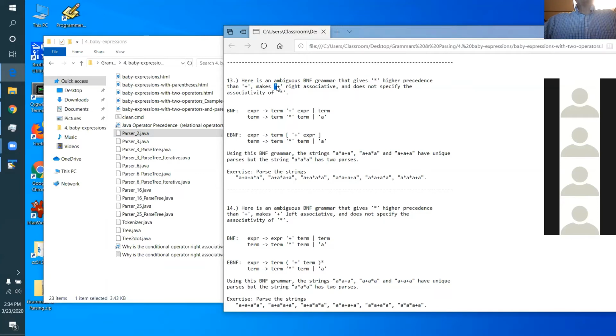It makes plus right associative and doesn't make star left or right associative. So this one's kind of weird. Expression is a term plus an expression or a term by itself. And a term is a term times a term or just a literal. Expression is right recursive. Term is both left and right recursive. So it's not got an associativity.